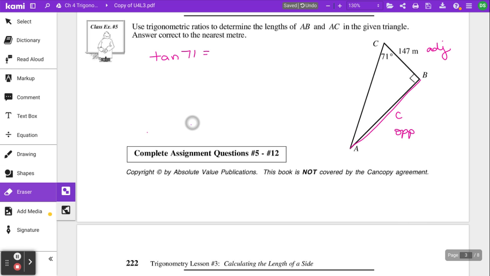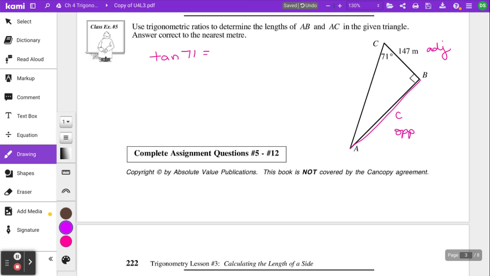So I write down tangent, I put the angle next. Then I do the ratio of the sides. So tangent is equal to the opposite, I'm going to call it C, over the adjacent, which is 147. Is this a quick and easy calculator question? Yep, this cross multiplying is just C equals, type it in your calculator, be careful, use brackets or get your enter sign first. It's the easy kind. Tangent of 71 times 147.